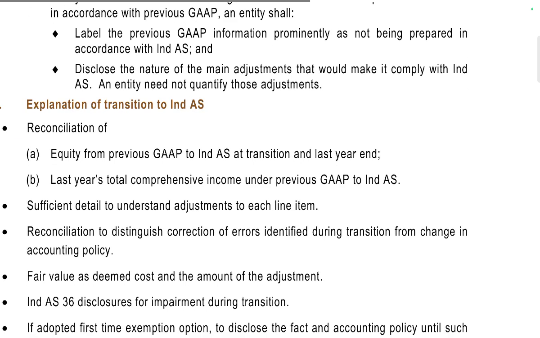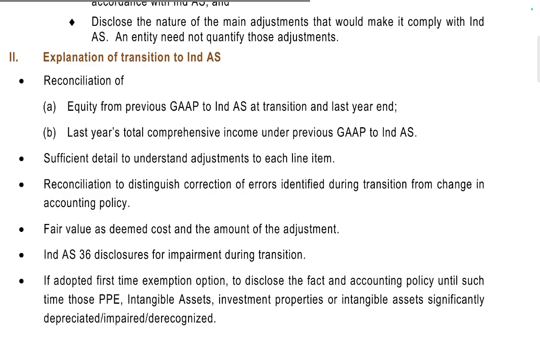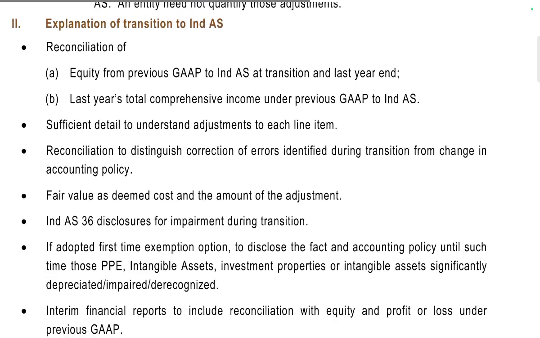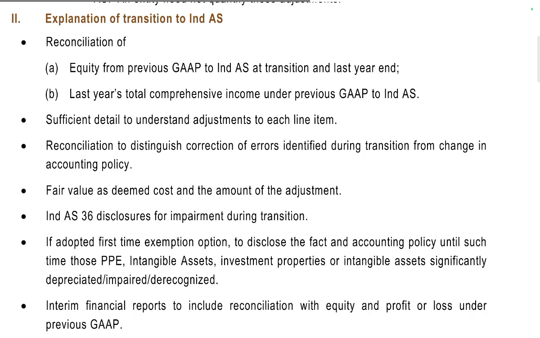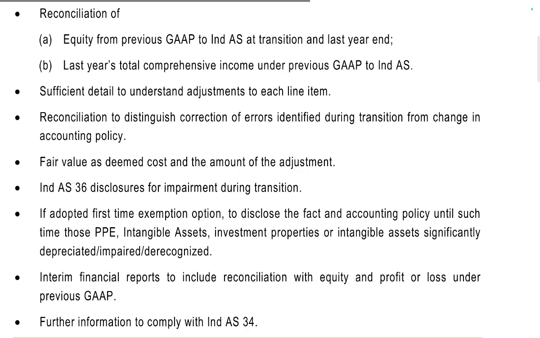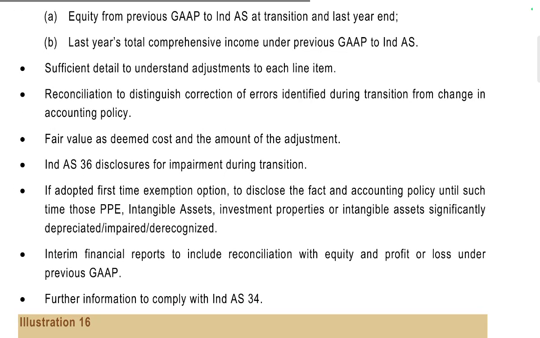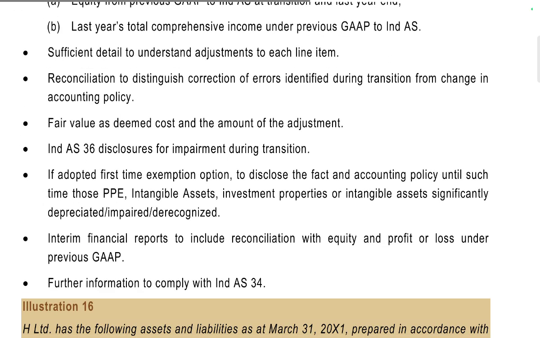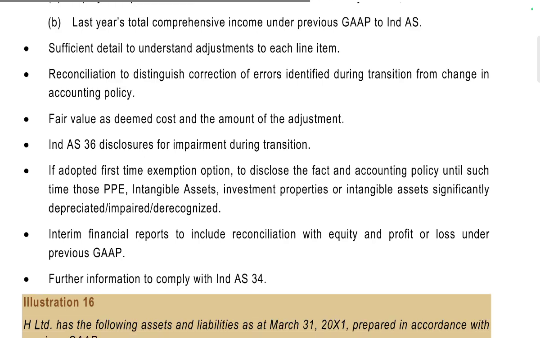Disclose the nature of the main adjustments that would make it comply with Ind AS. An entity need not quantify the adjustment. Explanation of transition to Ind AS reconciliation: the equity as per previous GAAP and Ind AS at the transition date, and the last year's total comprehensive income as per previous GAAP and Ind AS, with sufficient detail to understand the adjustment to each line item.